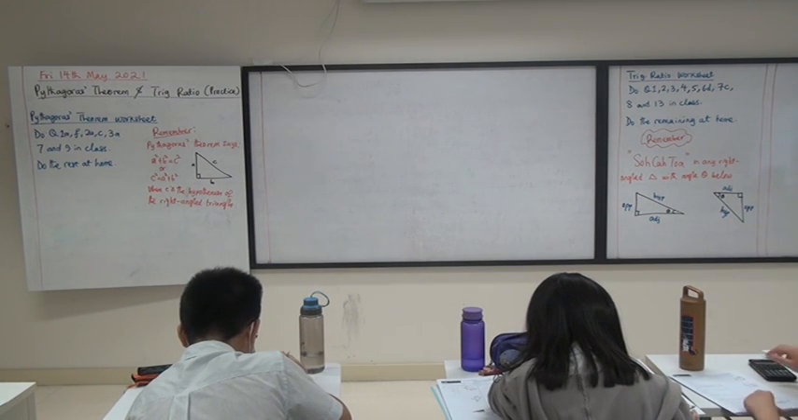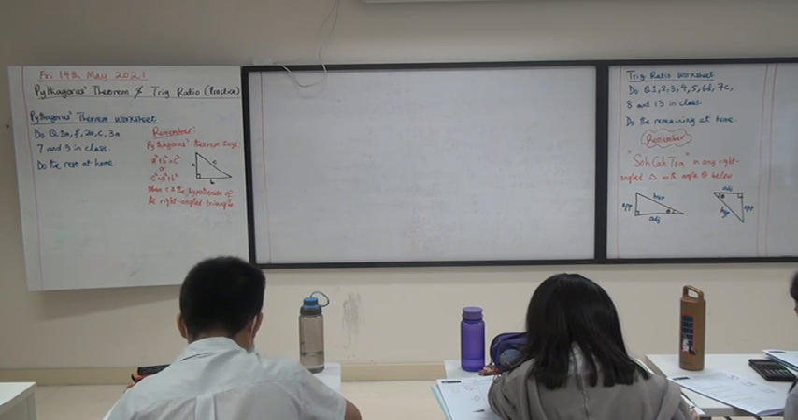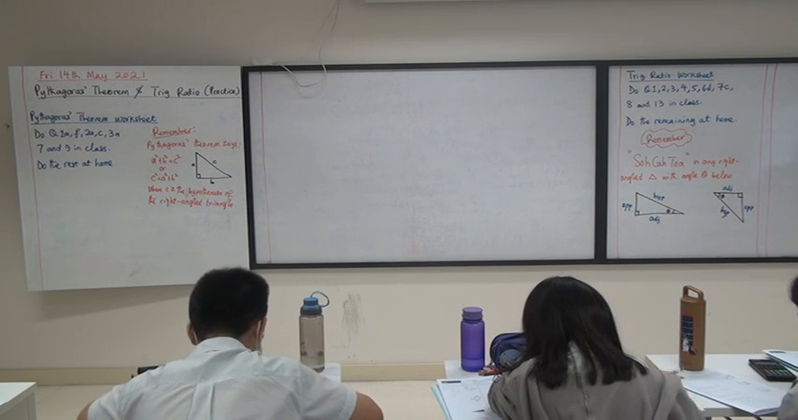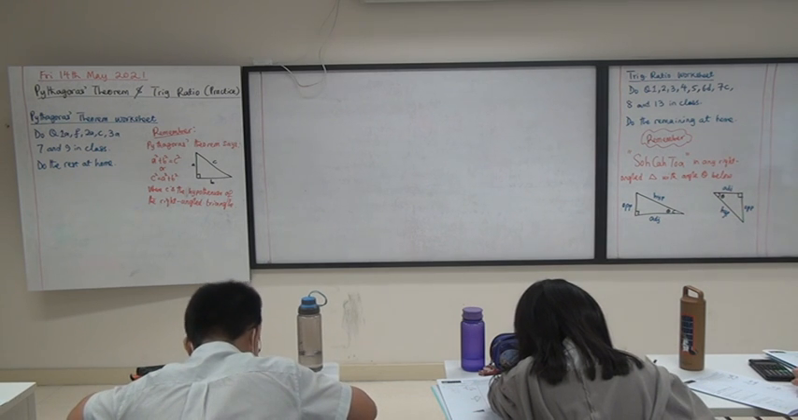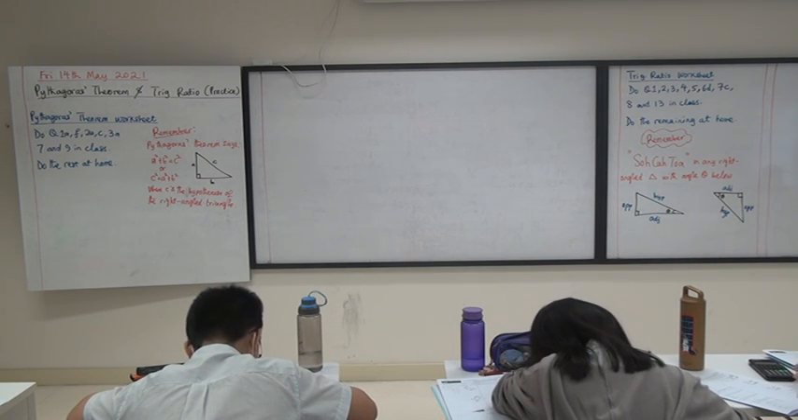Maybe you can use Pythagoras. This times this. So then you do a squared plus b squared equals c squared. This is a, this is b, and this is c.